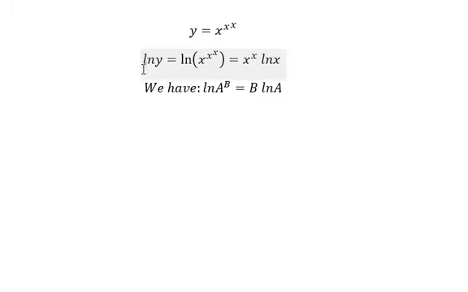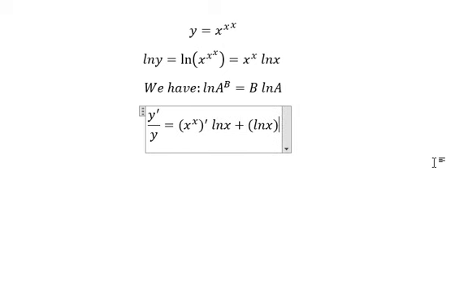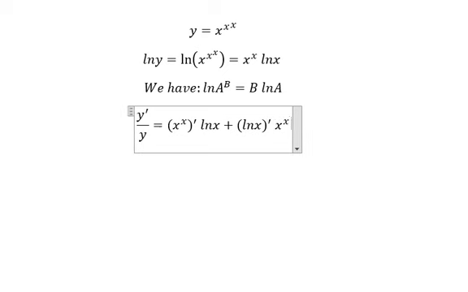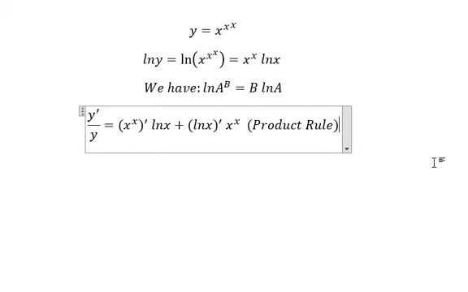Next, we need to take the first derivative of both sides. In here, we have the first derivative of y over y. For this one, we take the first derivative of s to the power of s, multiplied by f of s. Later, we take the first derivative of f of s, multiplied by s to the power of s. This is the product rule of derivatives.